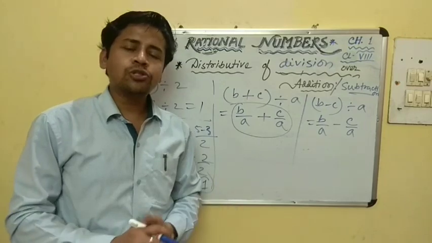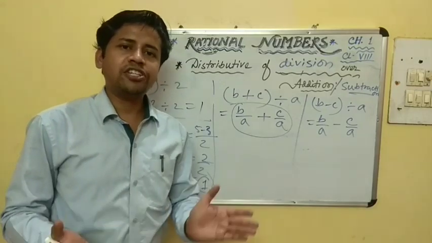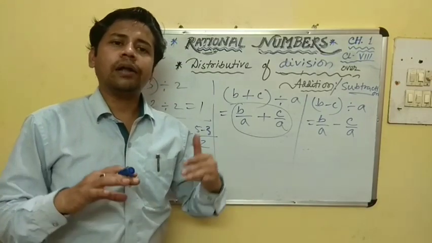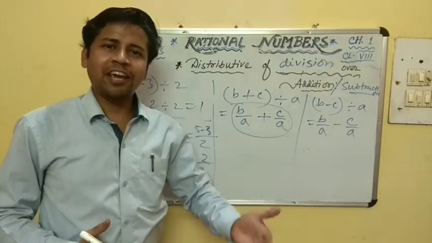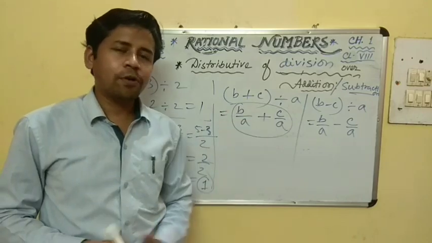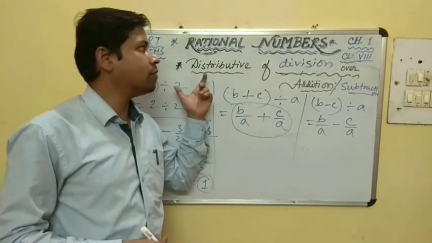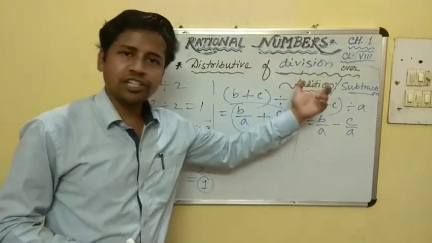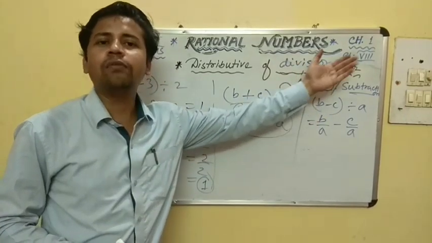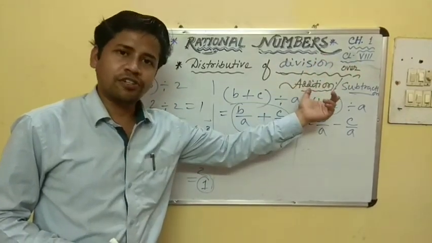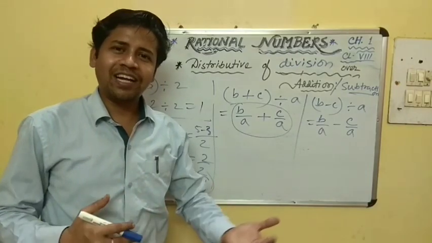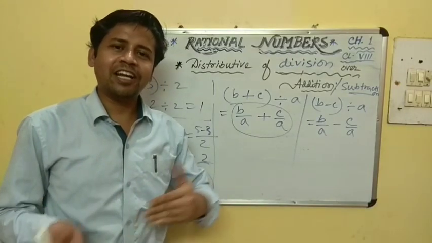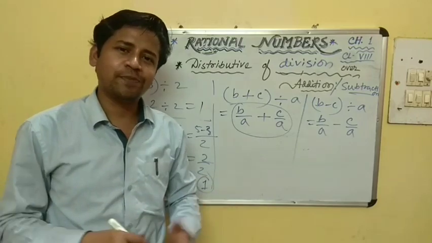So from this chapter, students, we have learned the definition of rational numbers and some of their properties: the closure property, commutative property, associative property, and the distributive property of multiplication over addition and subtraction, and division over addition and subtraction. At the same time, the role of 1 and 0, that is the additive identity and the multiplicative identity, additive inverse, multiplicative inverse, and the reciprocal.